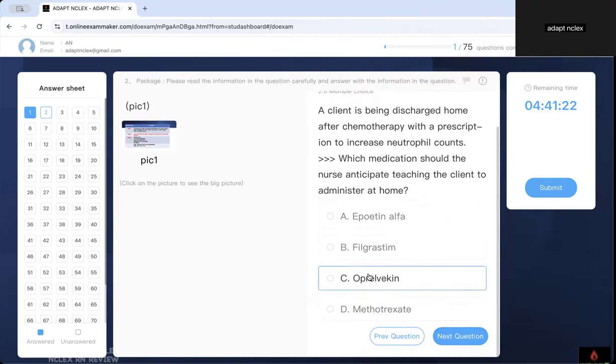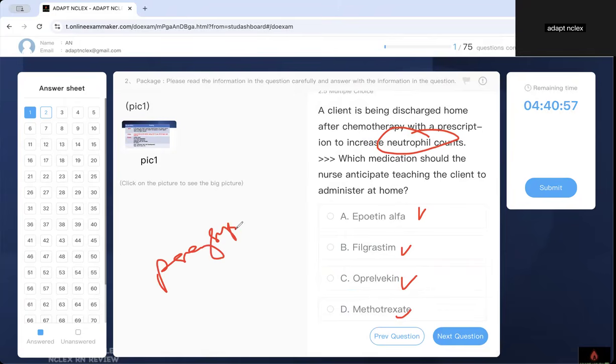Now I take you to pharmacology. The client is being discharged home after chemotherapy with a prescription to increase neutrophils. The buzzword is what? Neutrophil. Therefore, which medication do you think is going to increase neutrophils? Is it epoetin, filgrastim, oprelvekin, or methotrexate? What do you think? Buzzword.